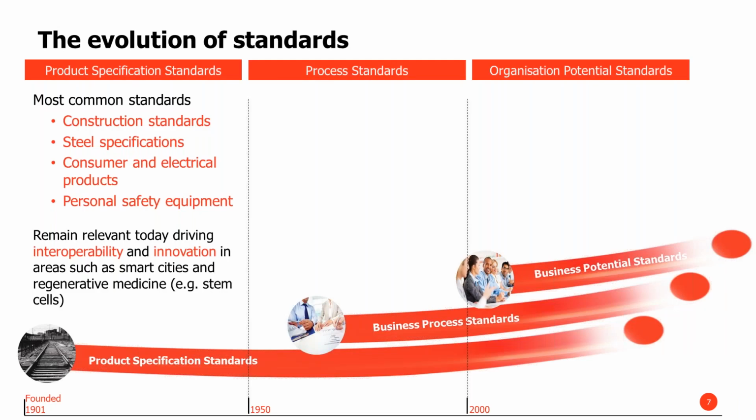So a quick run through the evolution of standards. We started off in 1901 and very much were focused on product specification standards. The most common types of standards were construction standards, steel specifications, consumer electrical products and personal safety equipment.